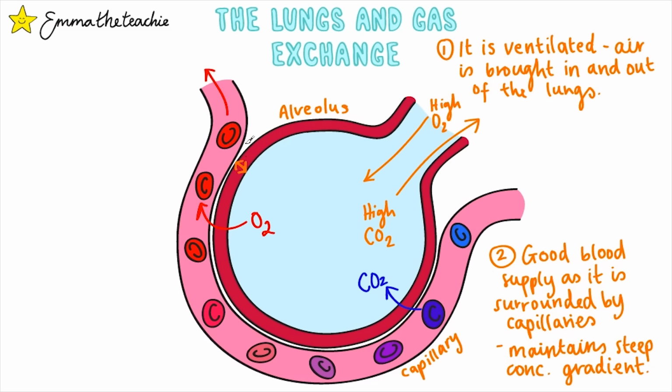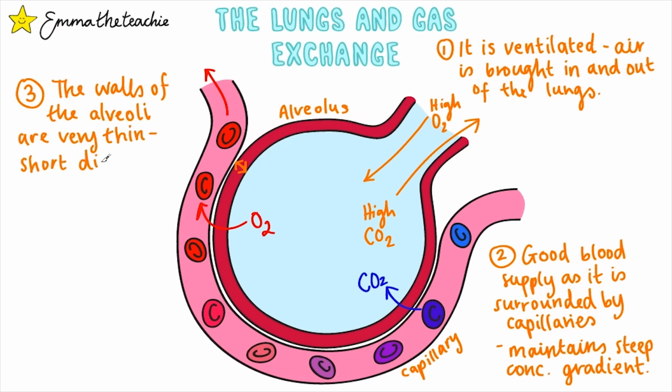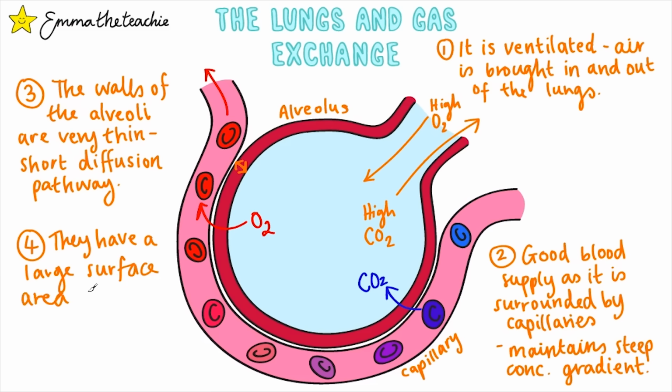Our third adaptation is that the walls of the alveoli are very thin, providing a short diffusion pathway between the air and the blood, so it's much faster. If we take a look at the shape of the alveolus, we can see it's a spherical shape and it's tiny, so they have a large surface area to volume ratio. This maximizes the rate of diffusion.